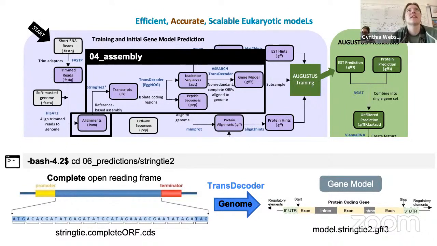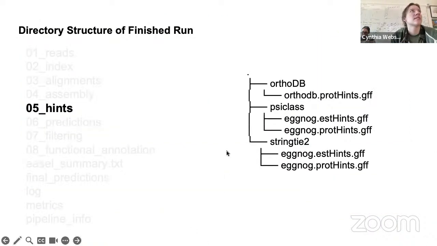So let's move on to the next directory. We've already talked about RNA-seq reads, building an index, aligning RNA reads to the genome, and generating a transcriptome assembly. Now we're going to dive into what's necessary to run Augustus. And Augustus, if you do not know, is a machine learning tool utilizing generalized hidden Markov models to make predictions on where genes are. And hints are really useful if you want to create an accurate gene prediction. It gives you an idea of where certain features are from nucleotide and protein sequences.